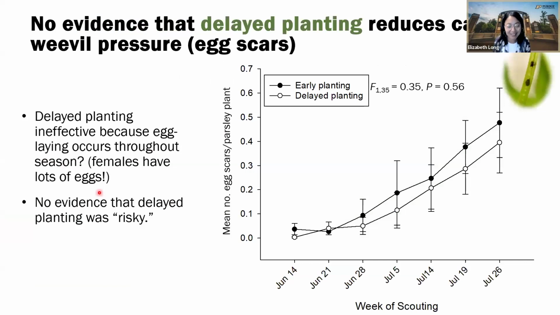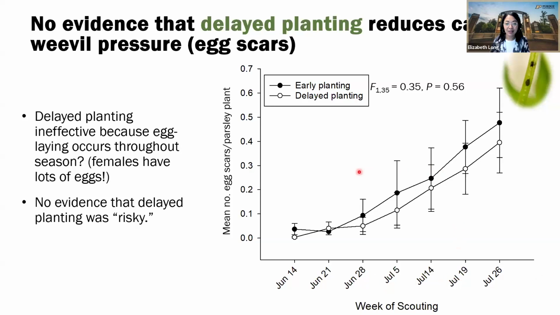And I was a little bit disappointed to find that we didn't see evidence that delayed planting reduced carrot weevil pressure as measured by egg scars in this one season. So just to break this down a little bit, on the y-axis here, I have the mean number of egg scars that we found per parsley plant out of those 150 that we scouted in every field, each of those 6 fields. And then along the x-axis here, the 7 weeks that we did that scouting.